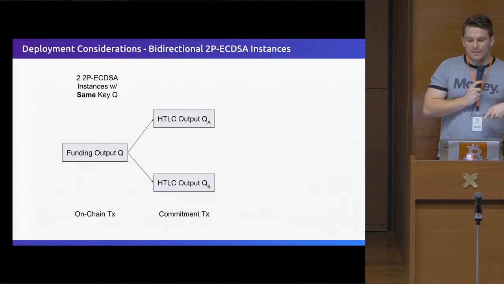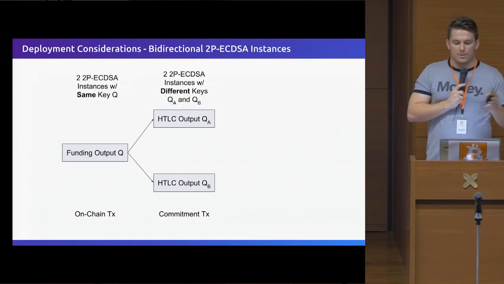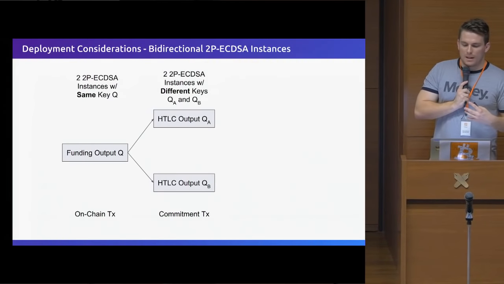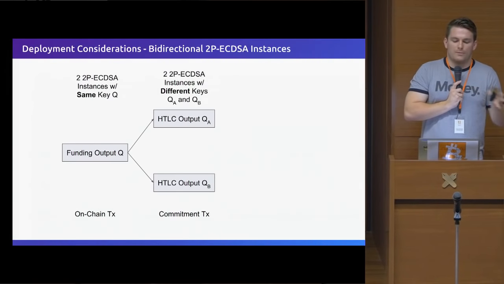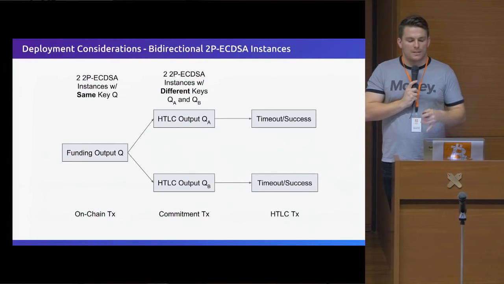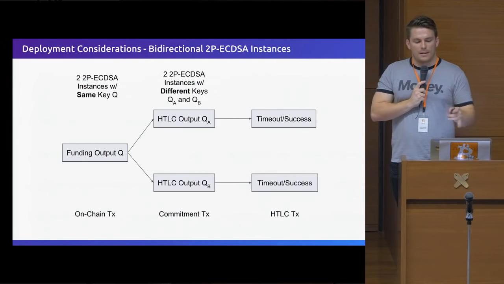In addition, HTLC outputs will also have a static key pair, but these will actually use different keys. It's only important in the funding output case that they're the same, because it's spending from the same output. Here, where we have the timeout and success transactions spending from the HTLC outputs, they can actually differ.